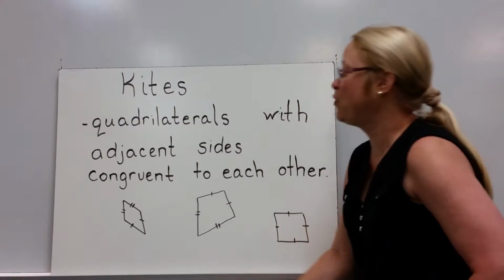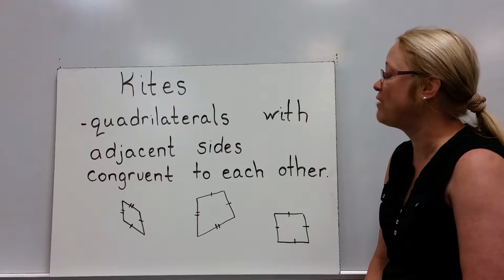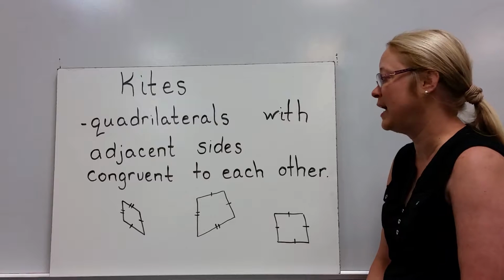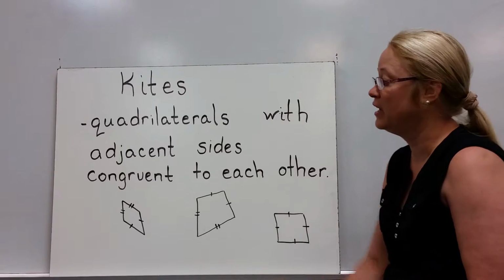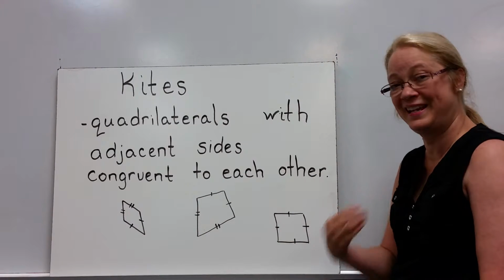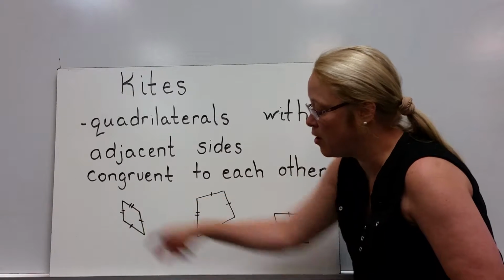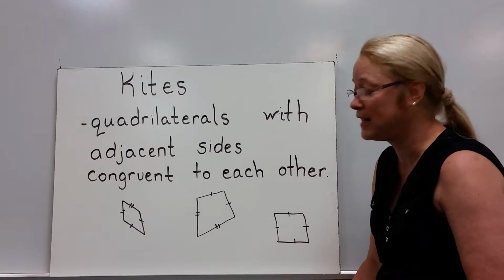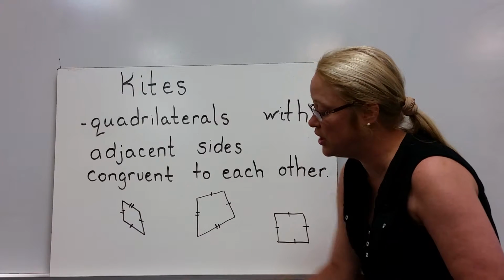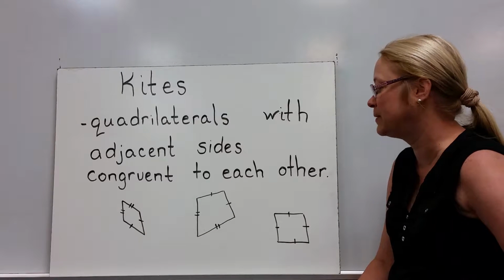Our next type of quadrilateral is called a kite. Those are quadrilaterals with adjacent sides congruent to each other. Adjacent, side by side, congruent, exactly the same length. So the first one, the two little marks mean those two are equal, exactly the same length, adjacent to each other, and the next two sides are also congruent.